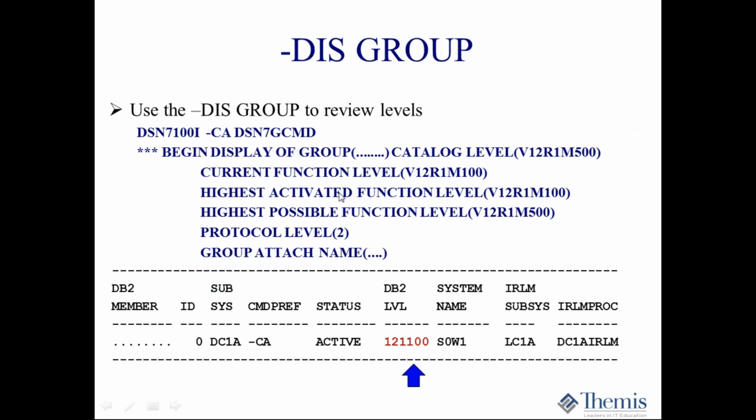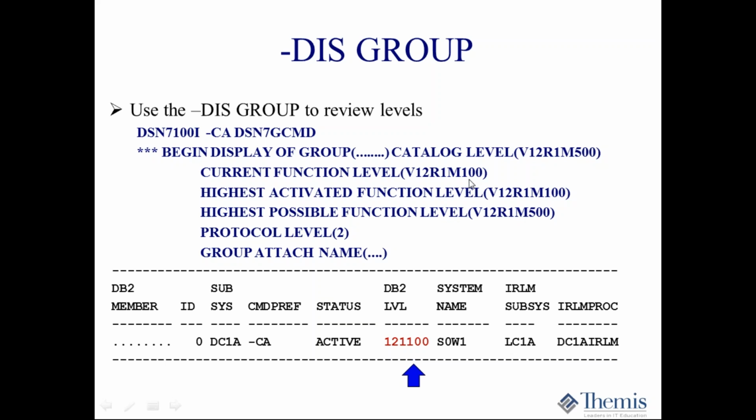To go along with this, when you display your group, whether you're data sharing or not, it will show you the current levels. So IBM or DB2 is tracking what level you've activated, what level the catalog is in, and what is the potential level. Potentially, we could get to modification 500, but right now, we have not activated it.